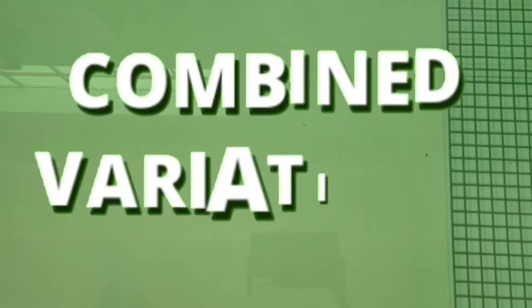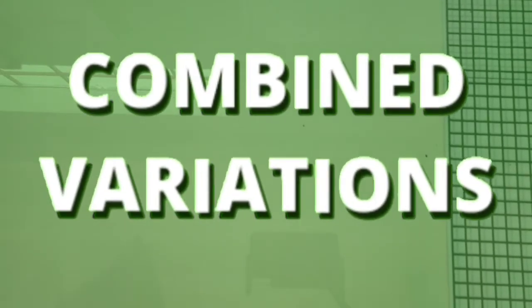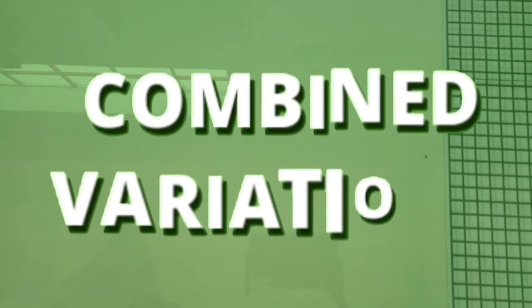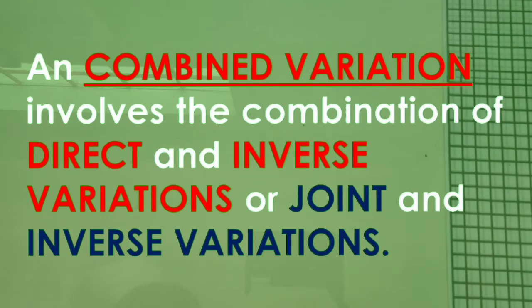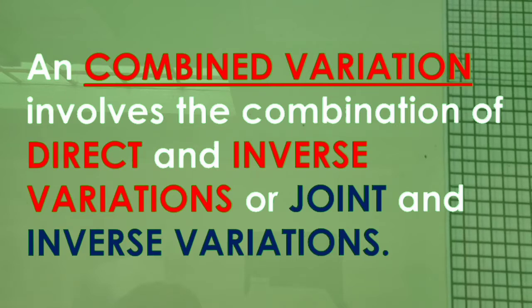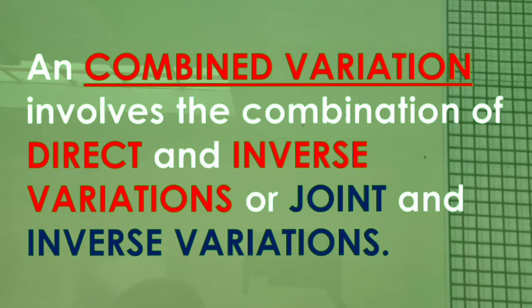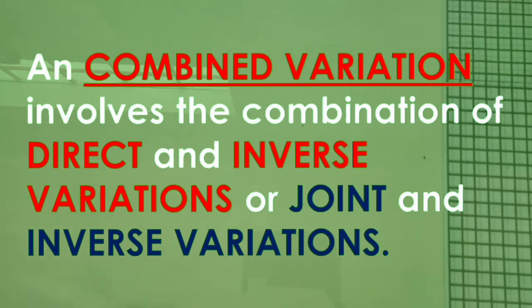And the last type of variation that we'll be going to discuss is the combined variation. A combined variation involves a combination of direct and inverse variations or joint and inverse variation. So, ang pwedeng magka-partner dyan, kapag combined variation ang pinag-uusapan natin, it's either ang kasama ng direct ay inverse o kaya naman ay joint at inverse. So, paano tayo magta-translate ng statement into an equation?